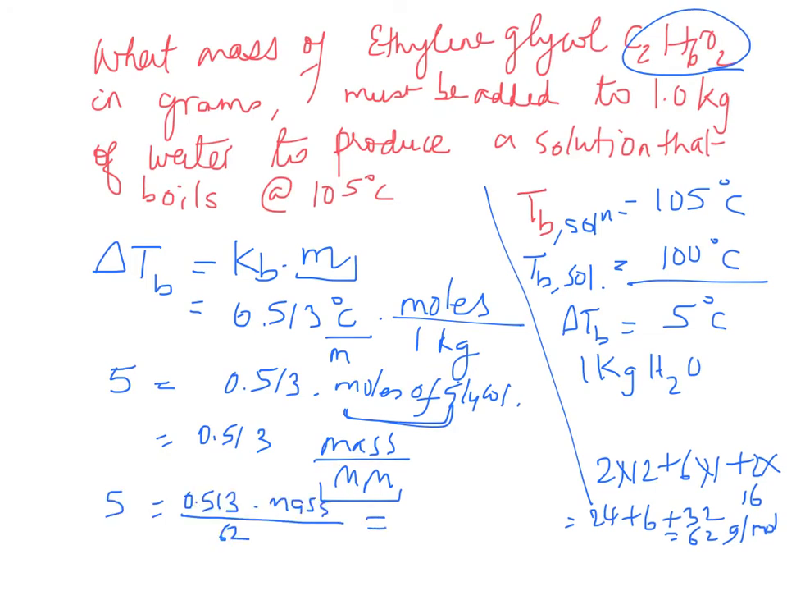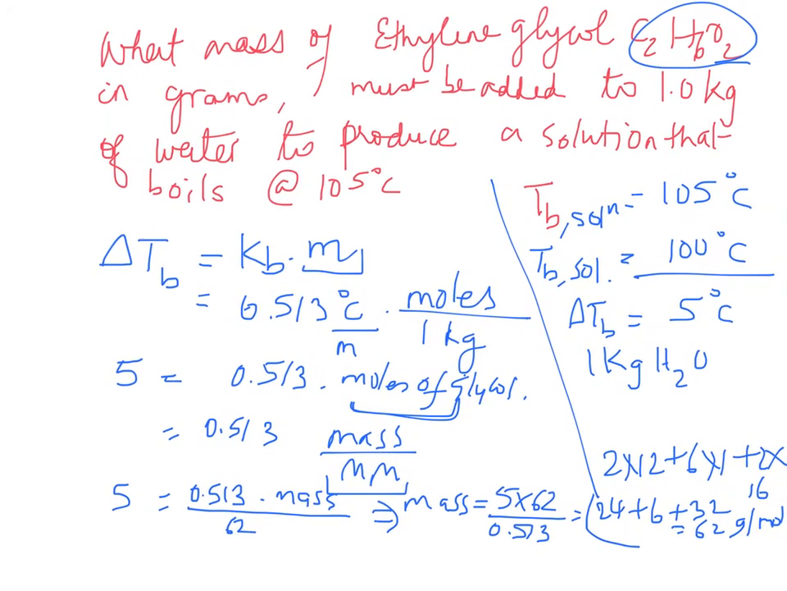And when you solve for the mass that you require, you would say it's 5 times 62 divided by 0.513. That value comes out to be 604. I have no room to write. Let's erase maybe parts of it, since you've already seen. And this number comes out to be 604.2 grams. And that is your final answer.